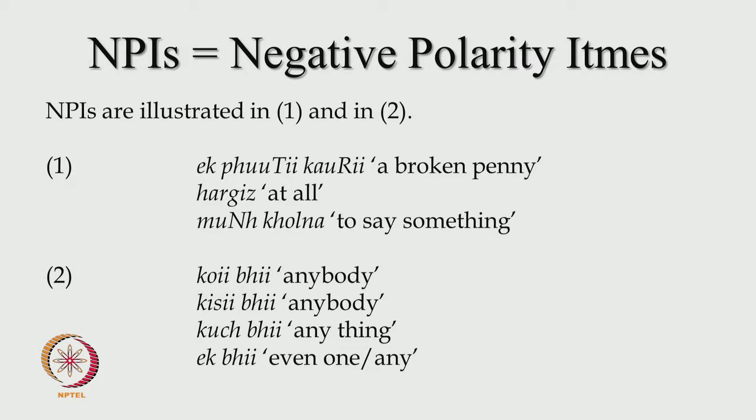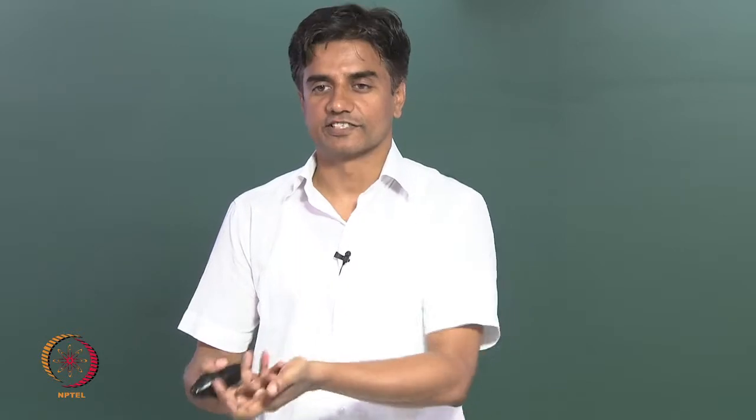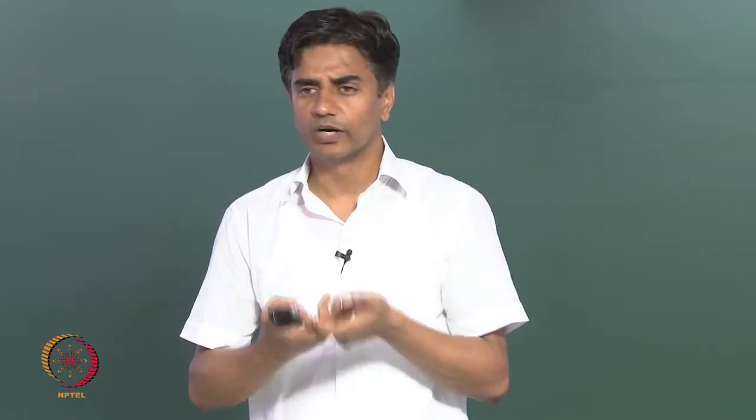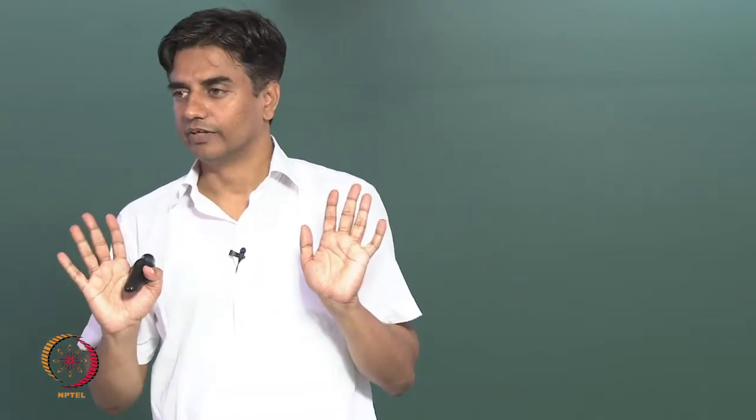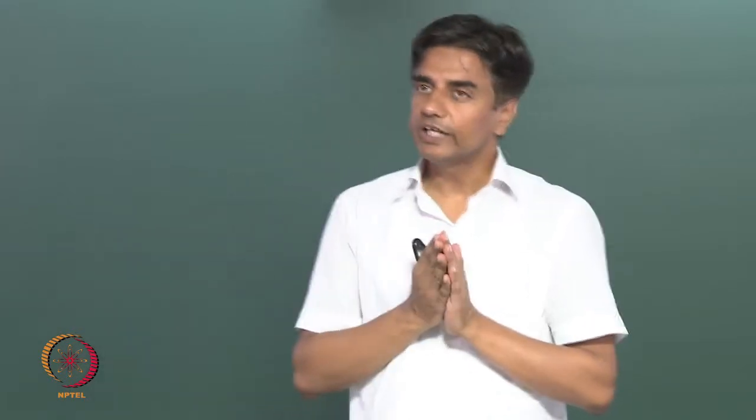When these things are allowed with negation, technically that is called licensing, which means a negative polarity item is licensed, meaning it is allowed. The word licensing is just a fancy word, it doesn't mean much, it simply means allowed. And what does allowed mean? Allowed means the sentence is good, grammatical, that's all. If the sentence is not grammatical, we mean not allowed, not licensed. So please don't get lost in terminology. It's very simple. So we are saying a negation licenses a negative polarity item.